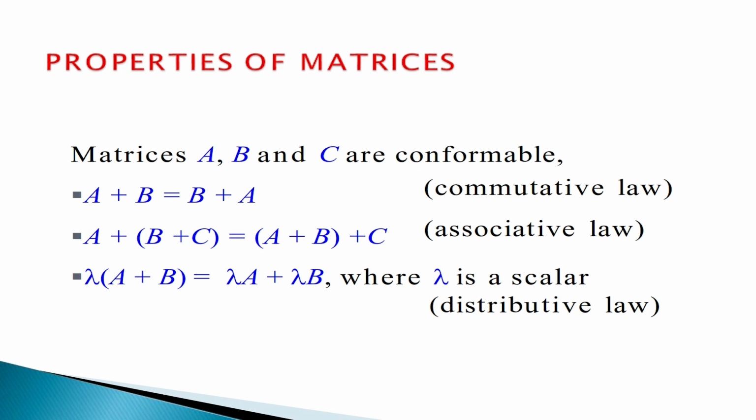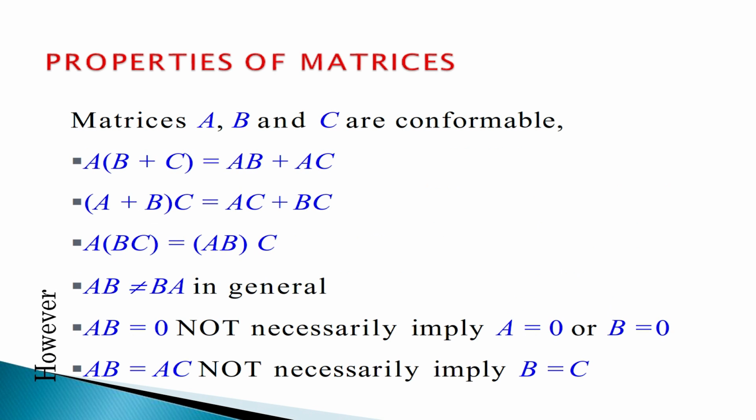Similarly, if lambda is a scalar, then the distributive property also holds. That means lambda times A plus B is equal to lambda A plus lambda B. Next, A times B plus C is equal to AB plus AC, that is matrix multiplication is distributive. Similarly, A plus B into C is equal to AC plus BC. Matrix multiplication is associative, that is A into BC is equal to AB into C, but AB is not equal to BA. That means matrix multiplication is not commutative.